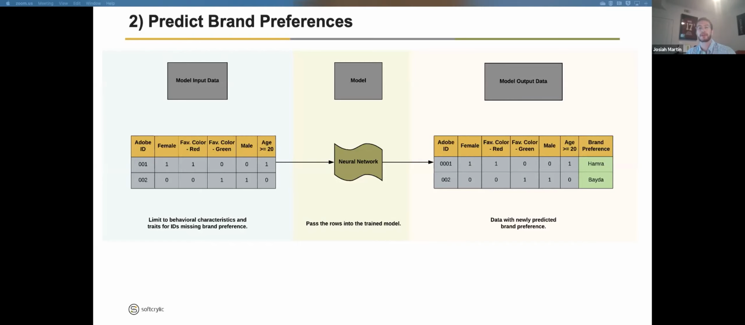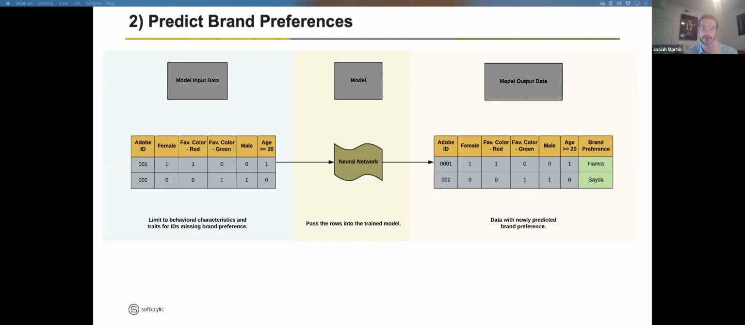This visual here is a high level representation of what this process looks like, from the place of unlabeled data, where we don't know the outcome, whether they prefer Hamra or Bida, and then feeding it through that machine learning algorithm in order to get that output or that label for them. Starting from the left, the first piece is we're going to limit to site visitors who don't already have that established brand preference.